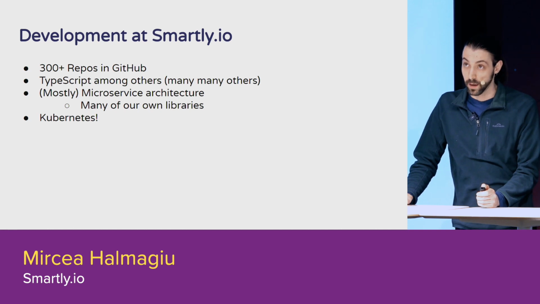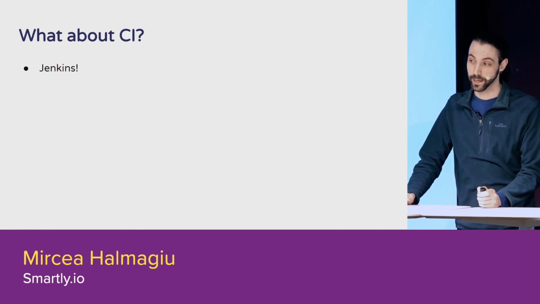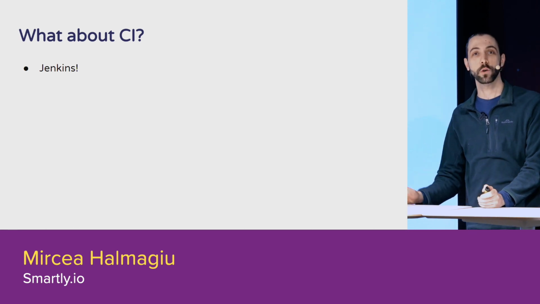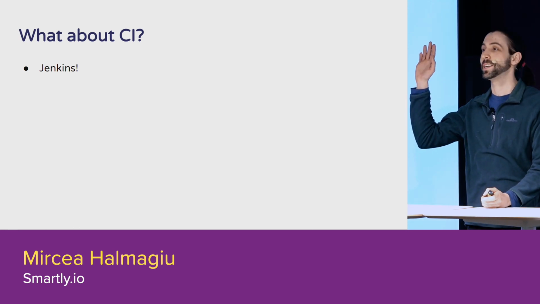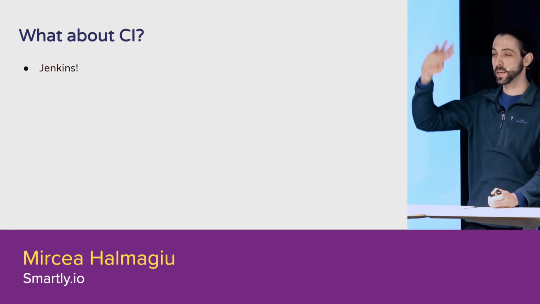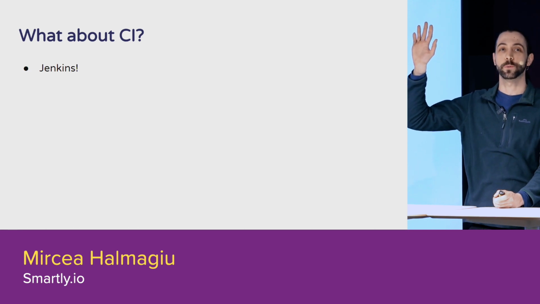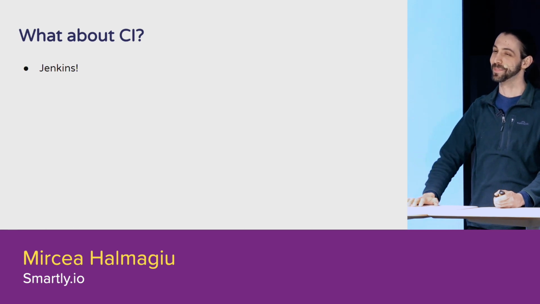So what does CI look like at Smartly? Well, we use Jenkins. A quick show of hands, who's used Jenkins before? Right. Now keep your hands up. Keep your hands up. Now lower them if you've never had any issues with Jenkins. Really?